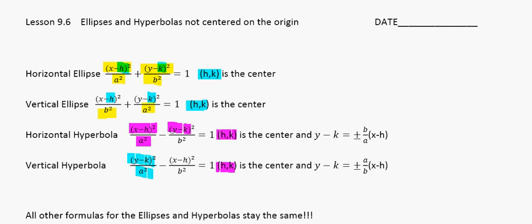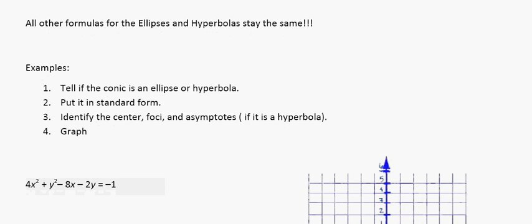And again, having to remember that the h and the k switch places on the vertical hyperbola. And then your asymptotes also slightly change up the formula a little bit. It just takes into consideration the fact that the center is not 0, 0 anymore. Otherwise, all the formulas stay the same. So let's take a look at a couple of examples.